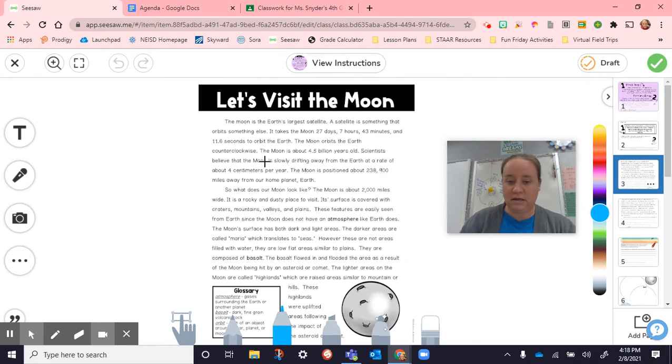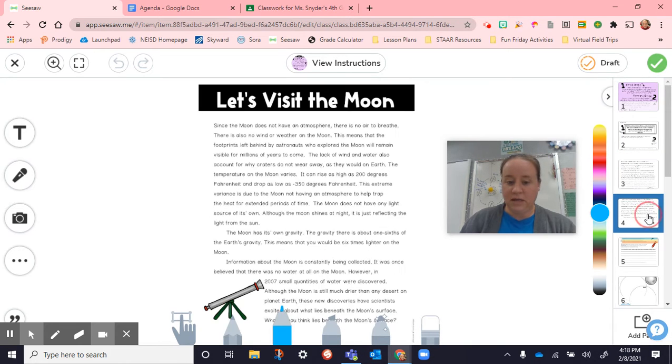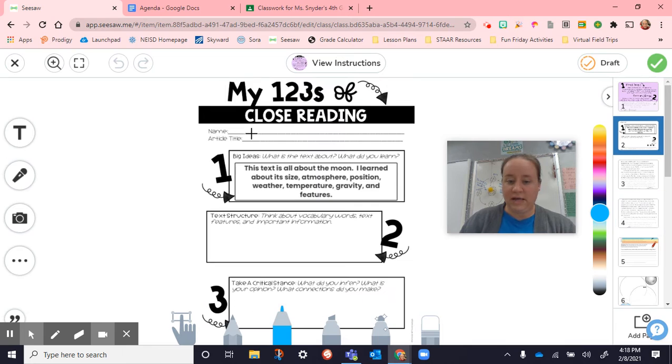So make sure you've read page 3 and page 4, and then go ahead and fill in: What did you learn? What is it about? All right, and then draft that.